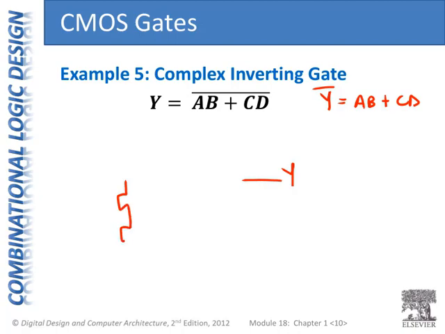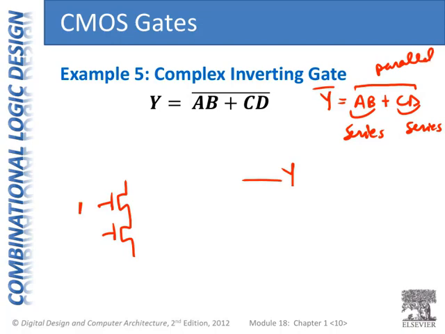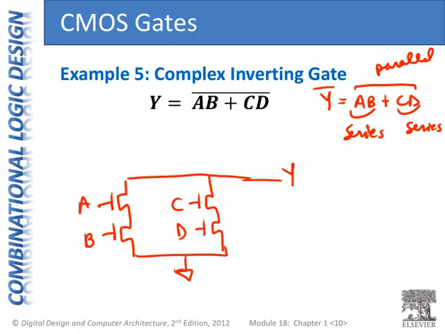A and B. So we have an AND relationship, so that means series. This is series. This is also an AND relationship, that will be in series. And these two are in an OR relationship, so they'll be in parallel. So we get A and B, that's in series. It's in parallel with C and D, which are in series. All right, so there's our pull-down network.